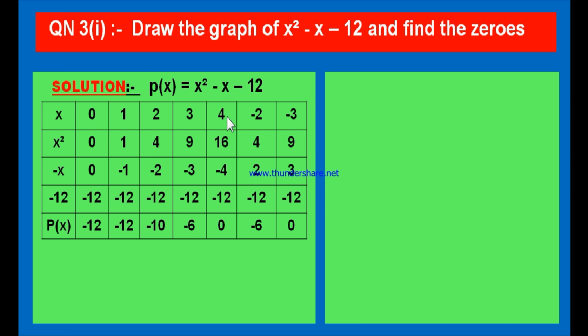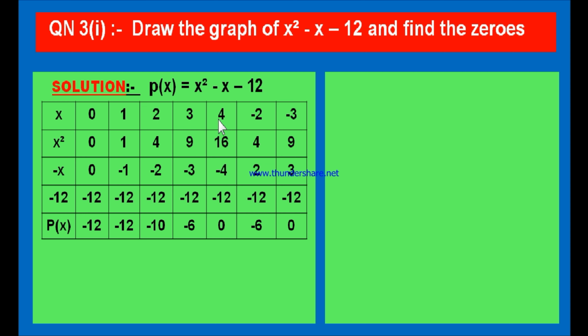Now take x is equal to 4. Up to what values you have to take like this? Till you get 0 in the place of p of x. If we take x is equal to 1, you get minus 12. If you take x is equal to 2, you get minus 10. Means minus 12, minus 12, minus 10, minus 6, it is approaching 0. Therefore, go for another value, that is 4.